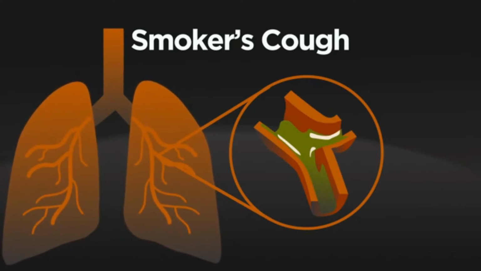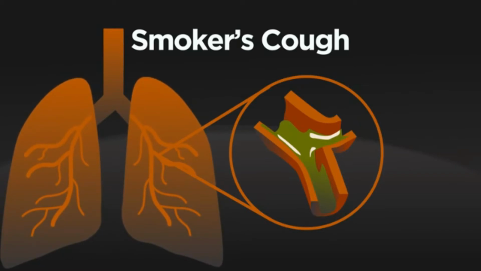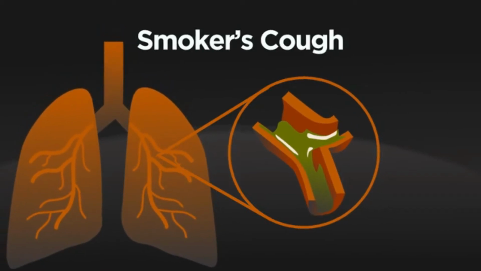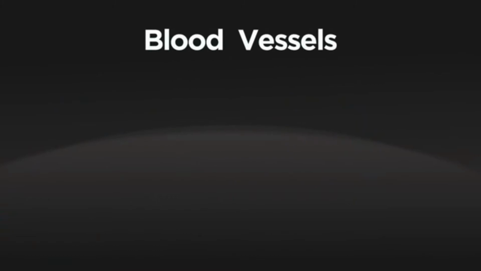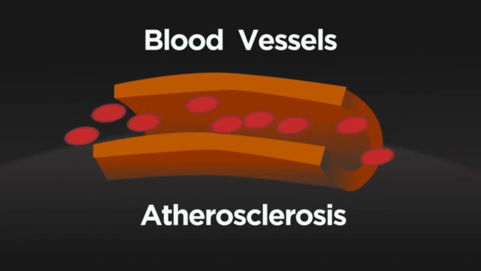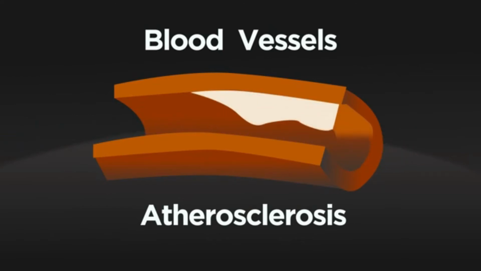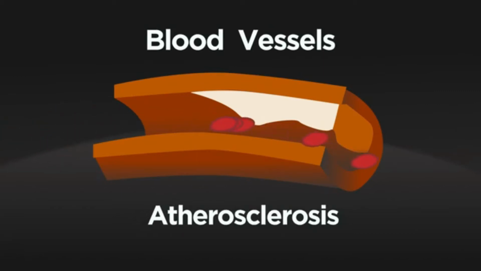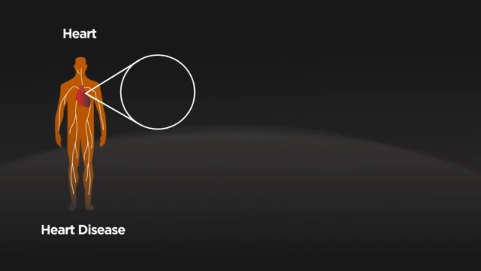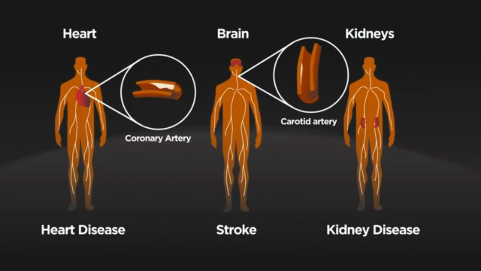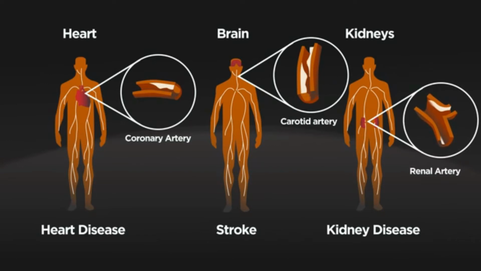So that's the lungs, and we saw earlier that nicotine and carbon monoxide make the heart work much harder. Now the blood vessels. Smoking is a major risk factor for a disease called atherosclerosis. This is when a waxy substance known as plaque builds up in the arteries, making them narrower and harder for the blood to get through. This then reduces blood flow to all parts of the body. It can affect any artery in the body and will result in different diseases developing.